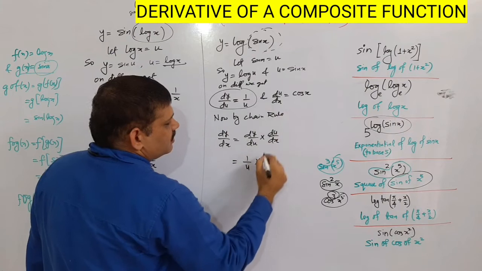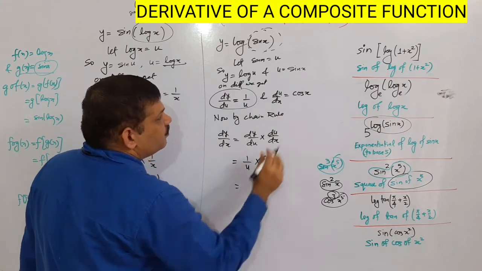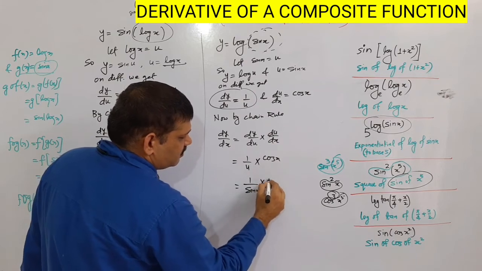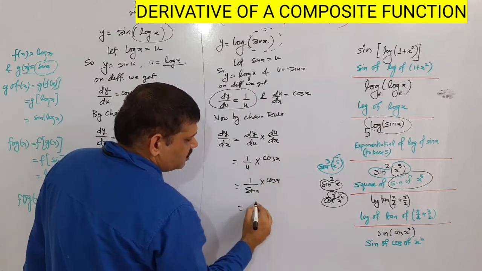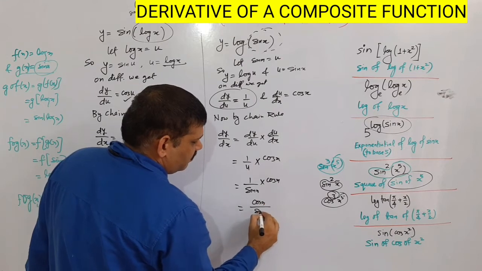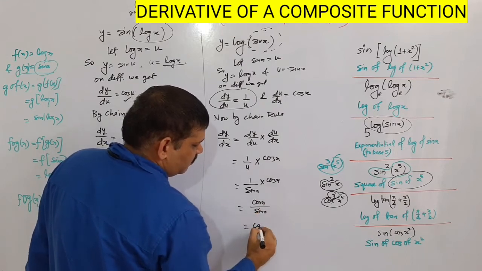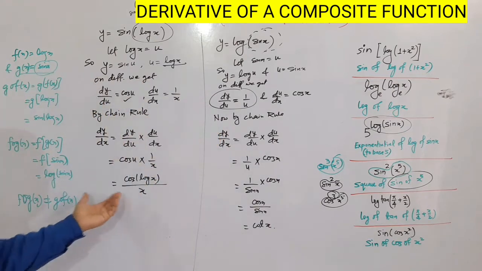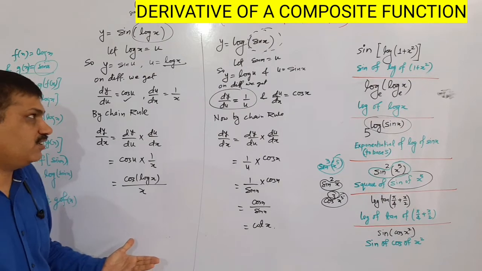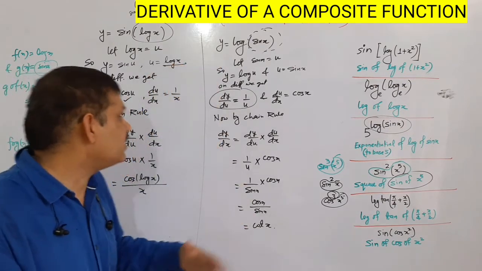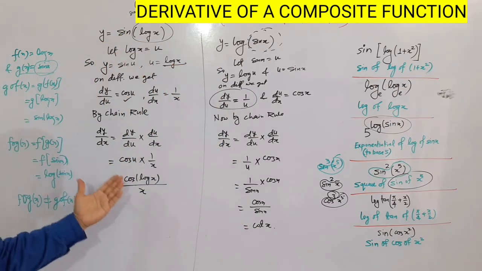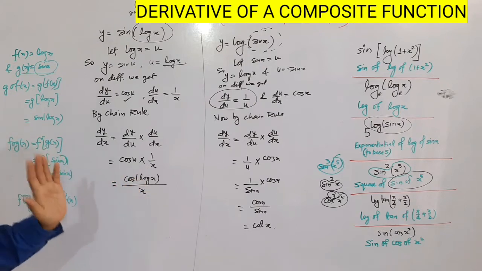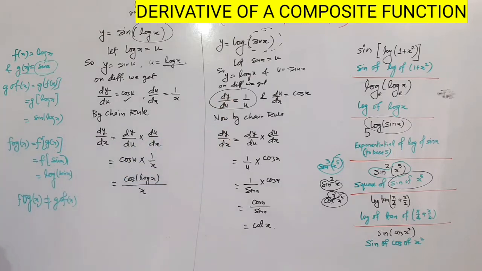Okay. So dy by du is simply here 1 upon u, into du by dx is simply cos x. Put the value of u. U actually is sin x. So 1 upon sin x into cos x. That is cos x upon sin x. Cos x upon sin x is equal to cot of x. These two are different functions and their derivative of course are different. The derivative of log of sin x is cot x. The derivative of sine of log x is cos of log x divided by x. Now let's talk about some more questions here.